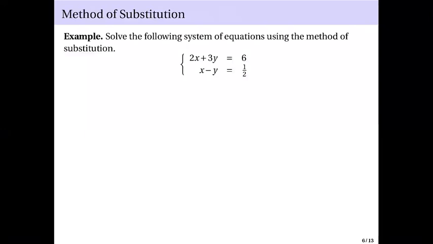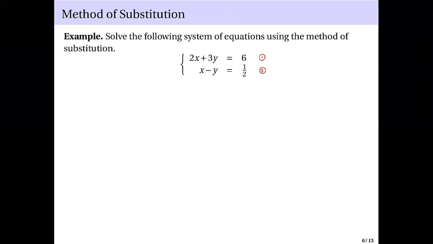Okay? So in here, we want to solve this system using the method of substitution. So follow carefully. Let's say this is your equation 1 and this is your equation 2. You label them, which one is your equation 1 and which one is your equation 2. What we're going to do is use equation 2, and then we write one variable in terms of the other.